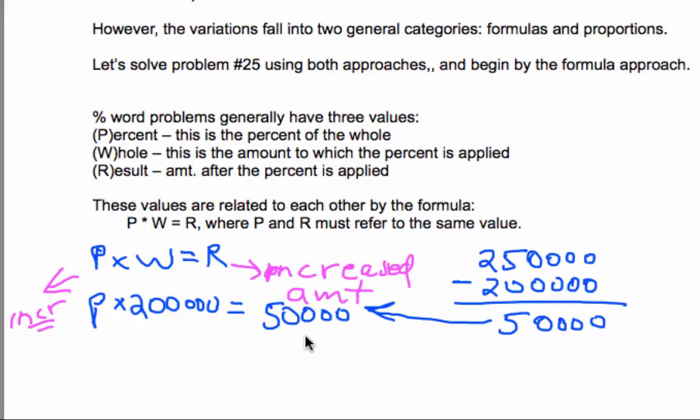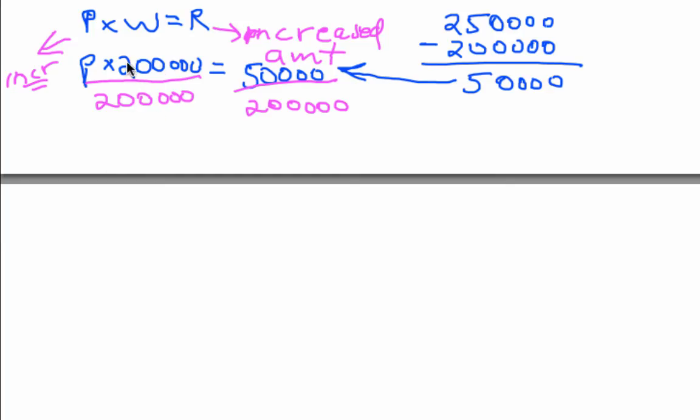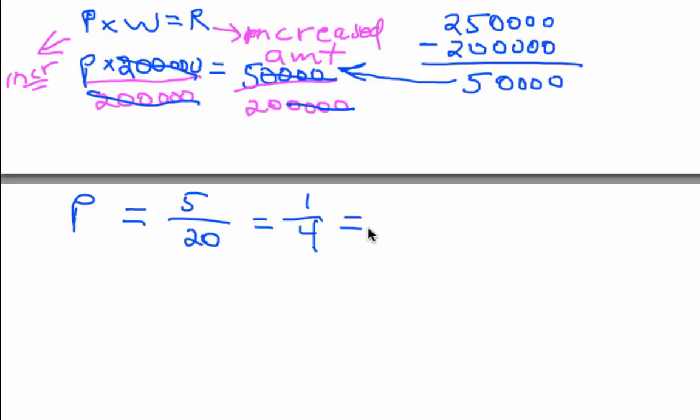So we can now divide both sides by 200,000. On the left, the 200,000s cross out, and we're left with P. On the right, we see that 4 zeros will cross out, and you're left with 5 over 20, which can be reduced to 1 over 4. And if you know that that's 25%, you're done. A lot of people know that. So that is the answer.